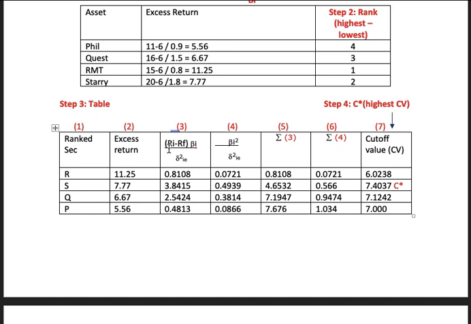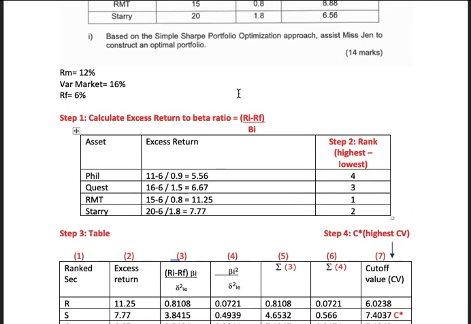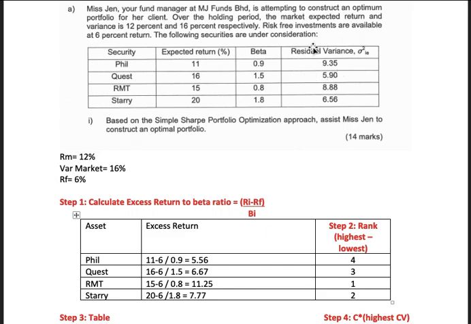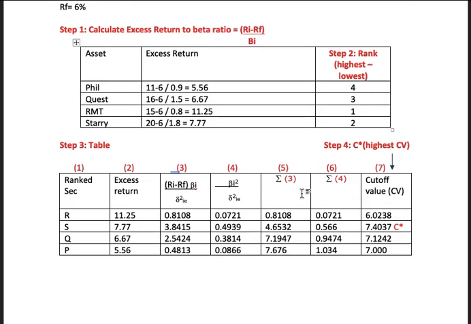Alright, so here is Ri minus Rf times beta i divided by the residual variance that I showed you just now. It is given in the question. Here is the residual variance. Should be no problem. So just ikut saja formula ni.